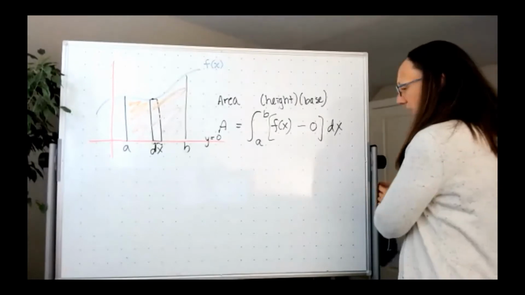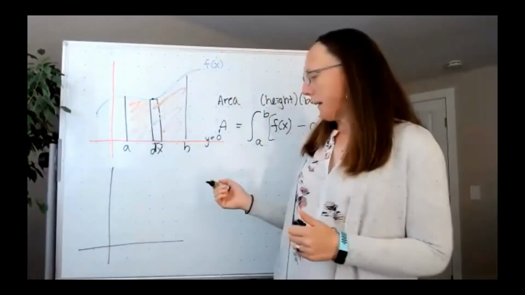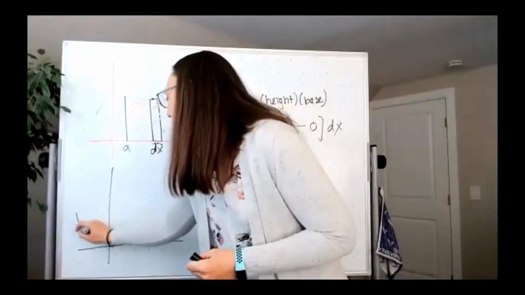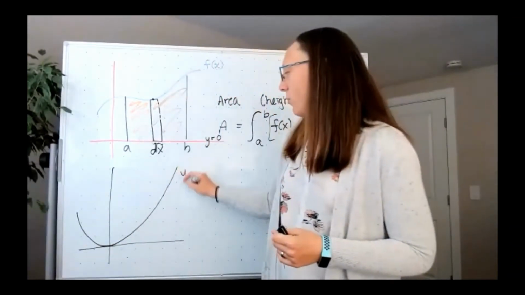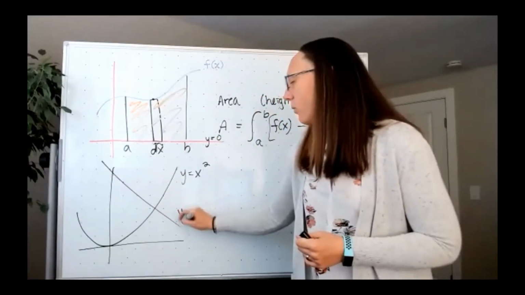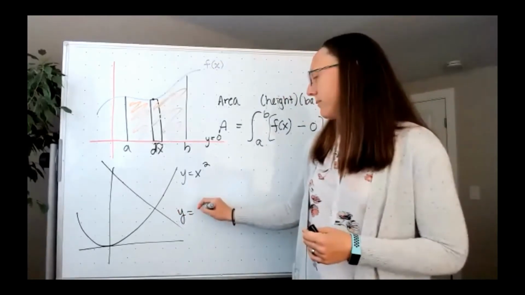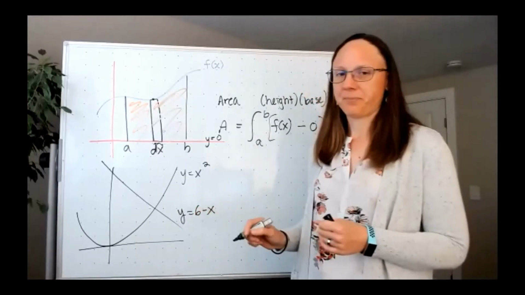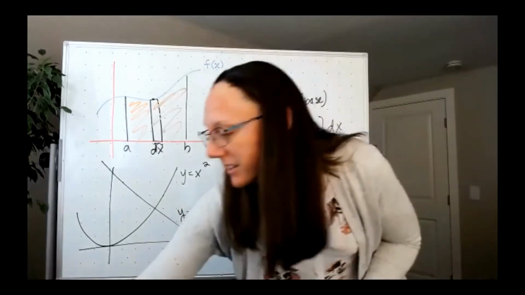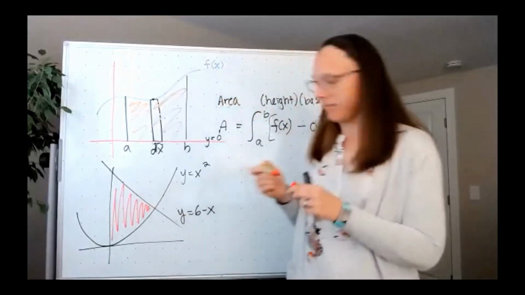Let's do something slightly more complicated. I can leave that up there. Let's say that what I wanted to do was I'm going to have, how about, this is going to be y equals x squared. And that'll be the line y equals 6 minus x. I think that'll work out. And what I would like to find is the area in here.